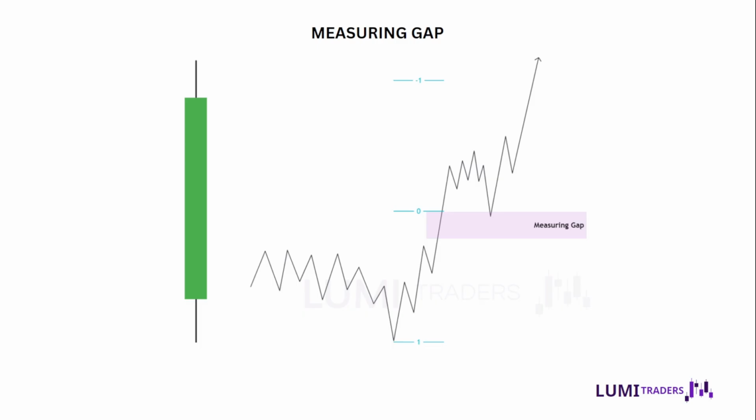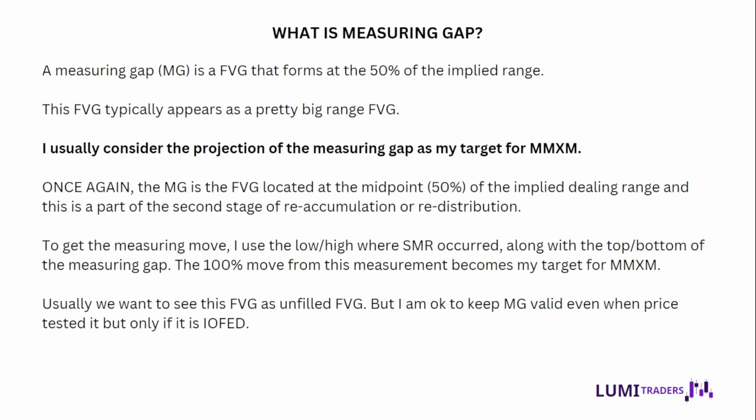And last one for today is going to be measuring gap. What is measuring gap? Measuring gap is the fair value gap that was formed at 50% of implied range. This fair value gap typically appears as a pretty big fair value gap. So we can call this a liquidity void. Not often, but usually we see this as liquidity void. Once again, not always, but most of the time.